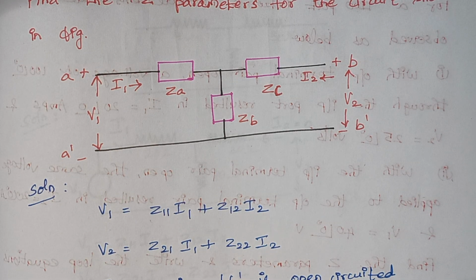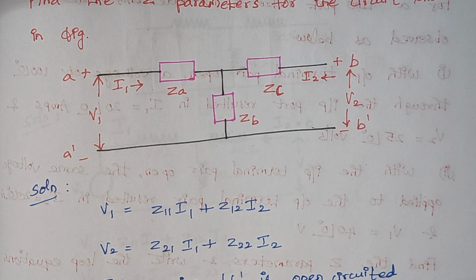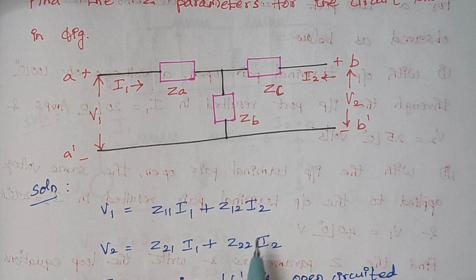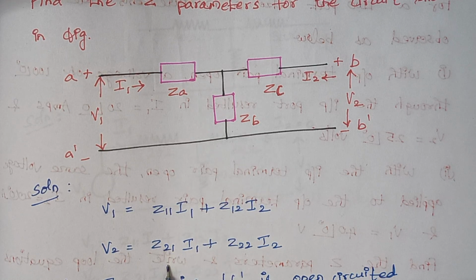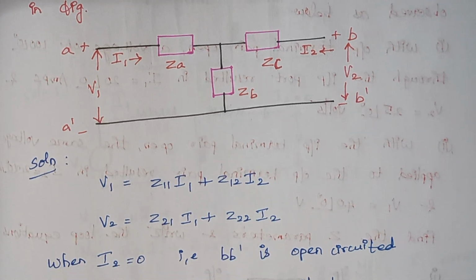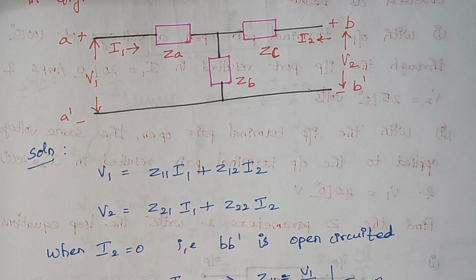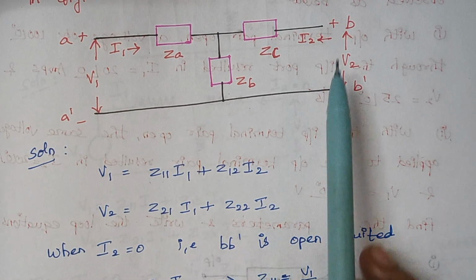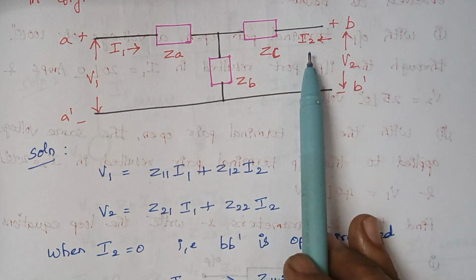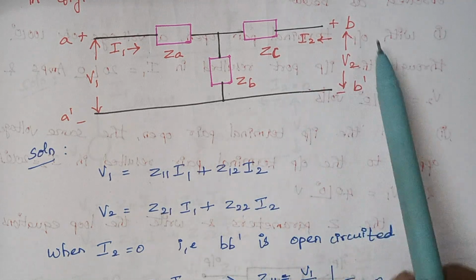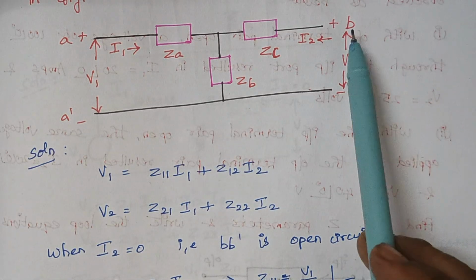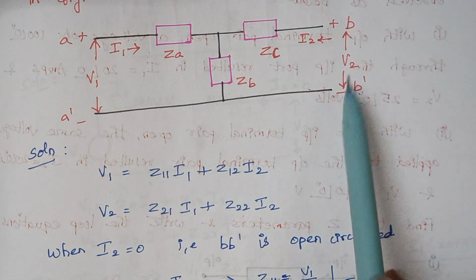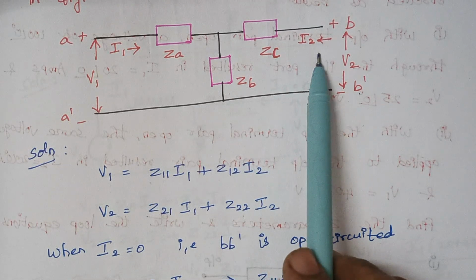Right. So as a first step here I am making the current I2 0. When I2 is made 0, these two parameters will be 0 so that we can easily calculate Z11 and Z21. So here is our first step, that is I2 is 0. Whenever there is an open circuit, then the current will be 0. Therefore here we are making our port B dash open circuited. So here now B dash is open circuited and I2 is equal to 0.